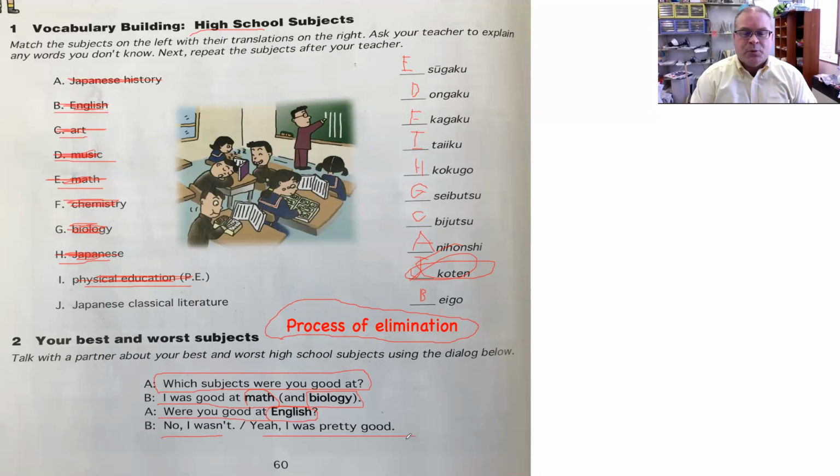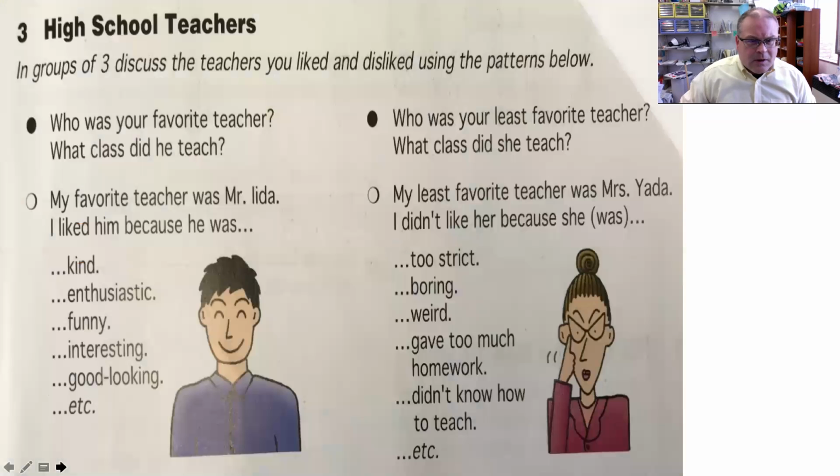Rob, which subjects were you good at? I was good at English, social studies, and art. I was not good at math and science. I like math, I like science, but I'm not good at it. Okay, good job, everybody. Thank you. Okay, let's move on. Now, talking about teachers. Talking about you. Let me fix my dictionary really quickly.